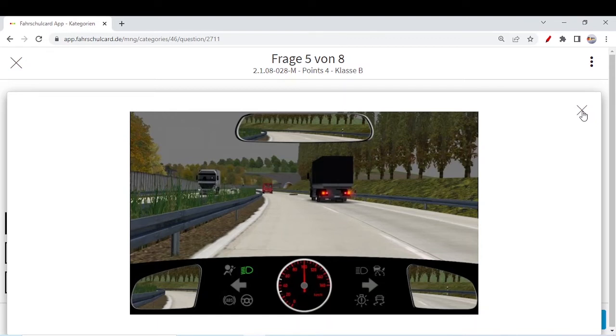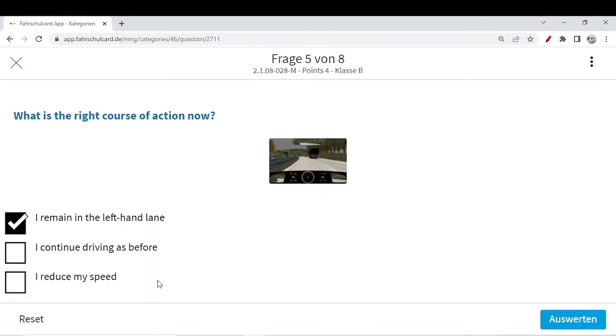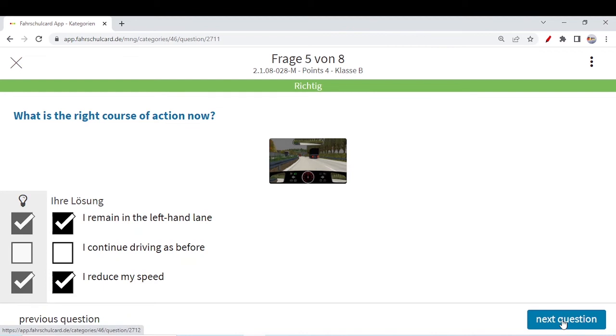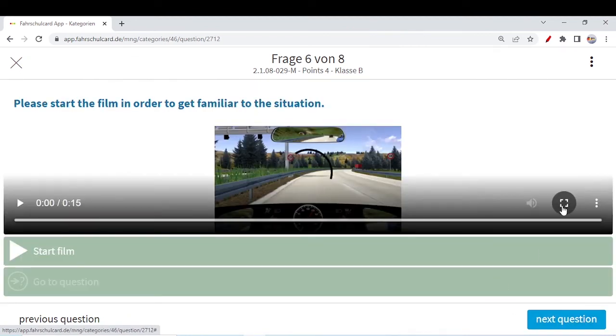So as a responsible driver, you see the situation in front of you, you need to anyhow reduce your speed. I reduce my speed, not continue to drive as before. It's not a correct answer.